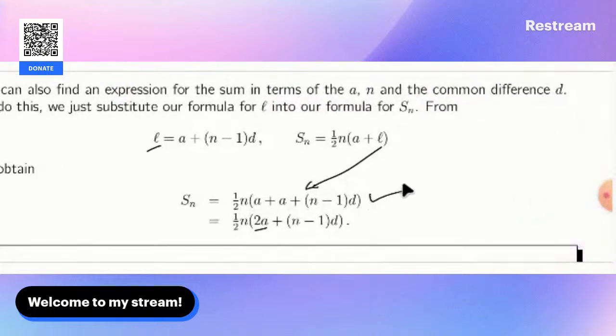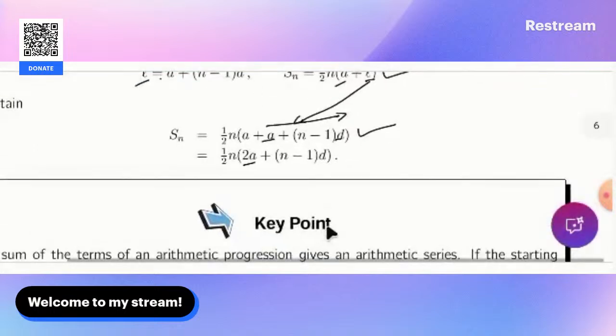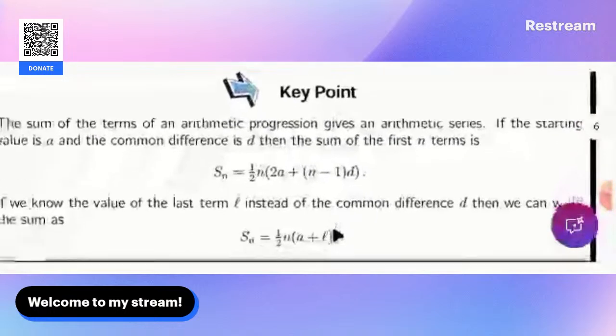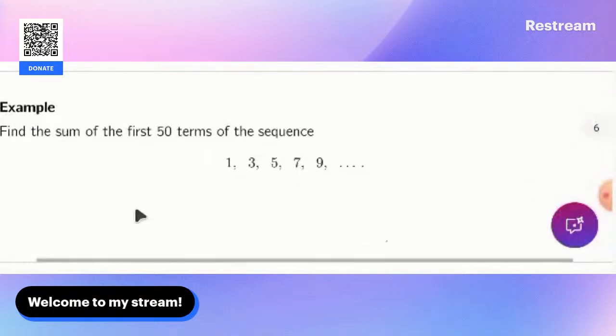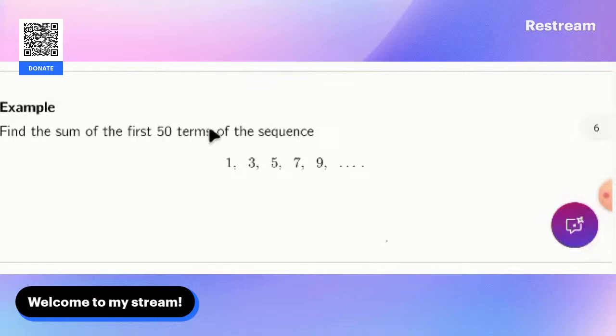This is the formula, this is also the formula. It's the same thing here, provided you have the first term and the last term. While here, if you don't have the last term but you have the common difference, you know the first term, you can get L using the formula, which is this, and then you can substitute it here and continue with your arithmetic.